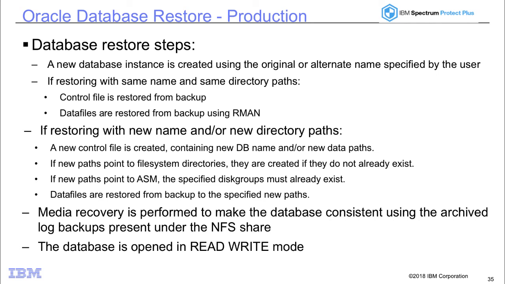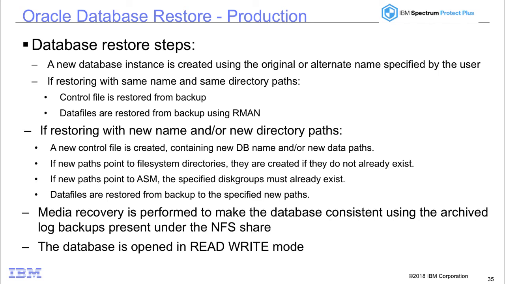For production, the steps are going to be a little bit different. A new database instance is going to be created using the original or alternate name. If you're restoring with the same name and same directory paths, the control file is going to be restored and the data files are restored from the backup using RMAN. If you're restoring with a new name or new directory paths, a new control file is going to be created containing the new DB and new paths.